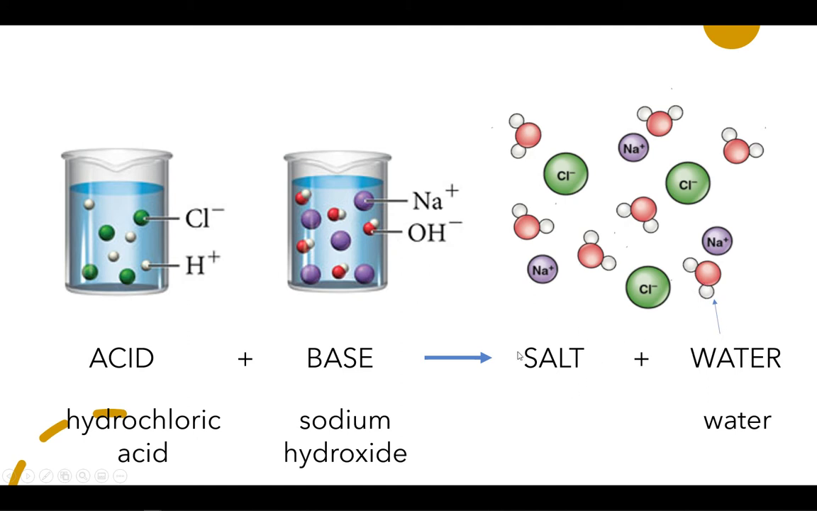Finally, we've got this salt. Now in this case, what we've got in the salt is we've got ions of sodium and we've got ions of chlorine. So sodium ions and chloride ions would actually still be dissolved in solution, but it would form the salt called sodium chloride. So this would be a solution of sodium chloride in a solution of water.